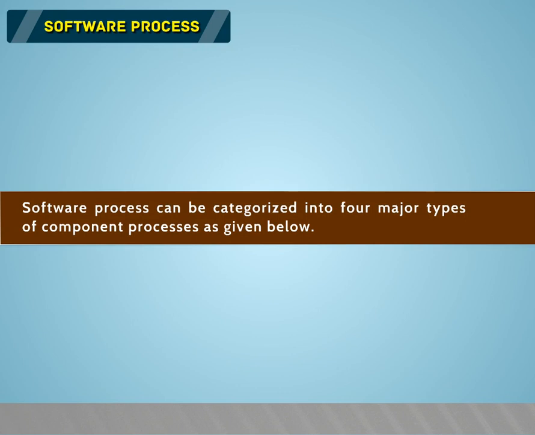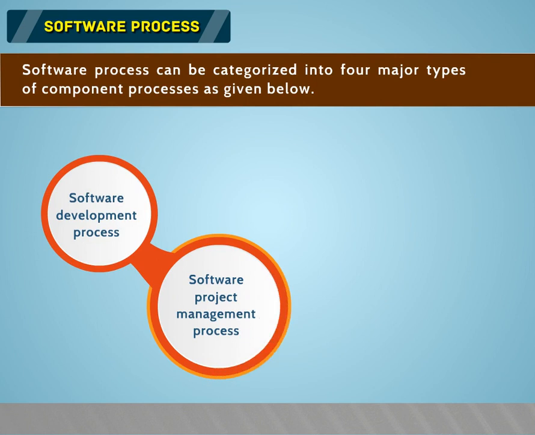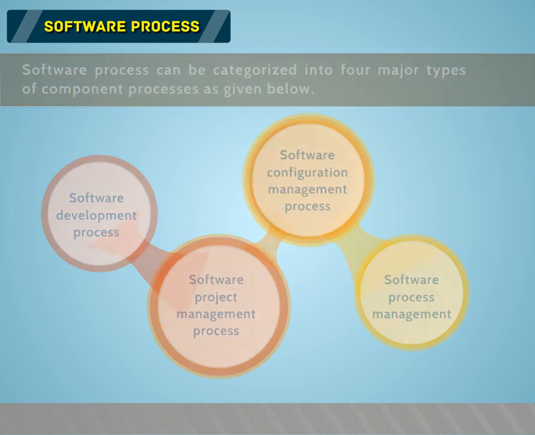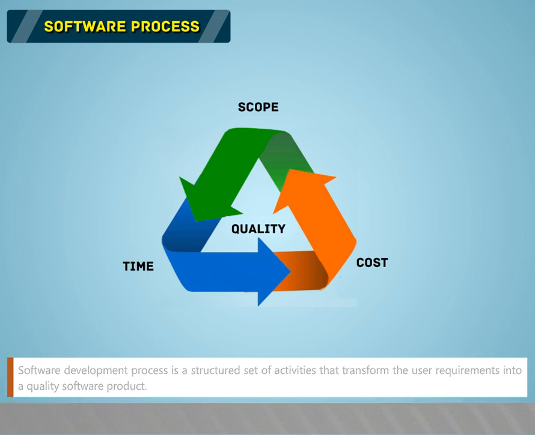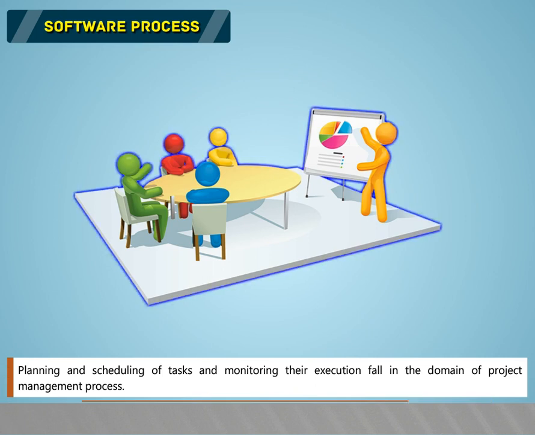Software process can be categorized into 4 major types of component processes as given below. Software development process, software project management process, software configuration management process, software process management. Software development process is a structured set of activities that transform the user requirements into a quality software product. Planning and scheduling of tasks and monitoring their execution fall in the domain of project management process.